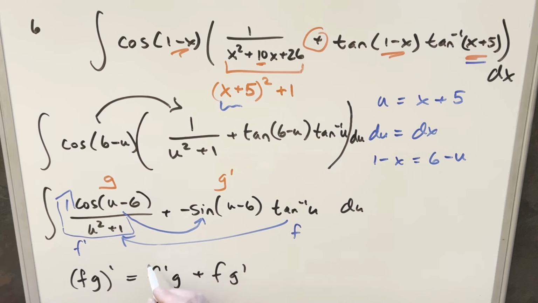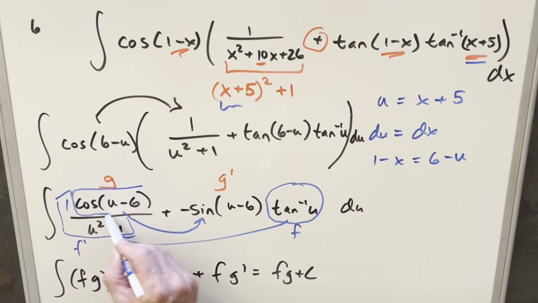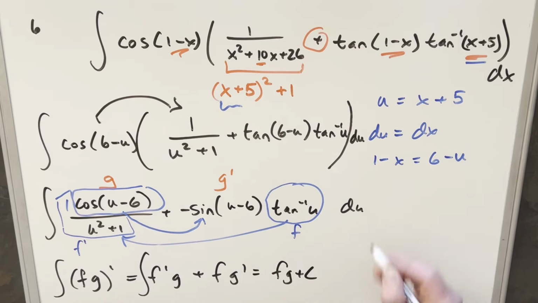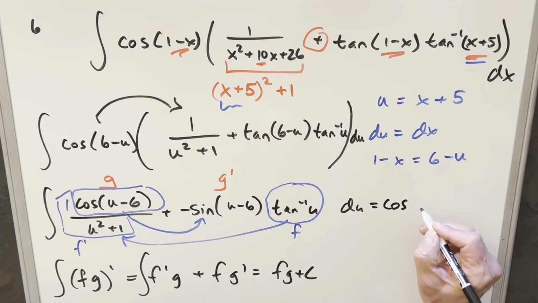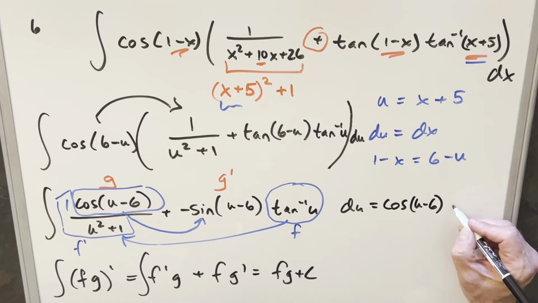And so what we have here is inside of an integral, but if we're integrating a derivative, we're just going to get back fg plus c. And so putting this together to finish it, all we need to do is grab our f and g values. Our f again is arctan of u, our g is cosine u minus 6. So what this is going to reduce to is just cosine u minus 6 and then arctan of u.